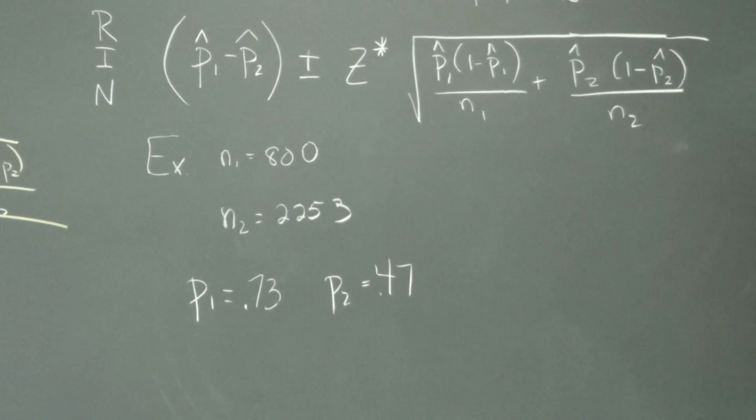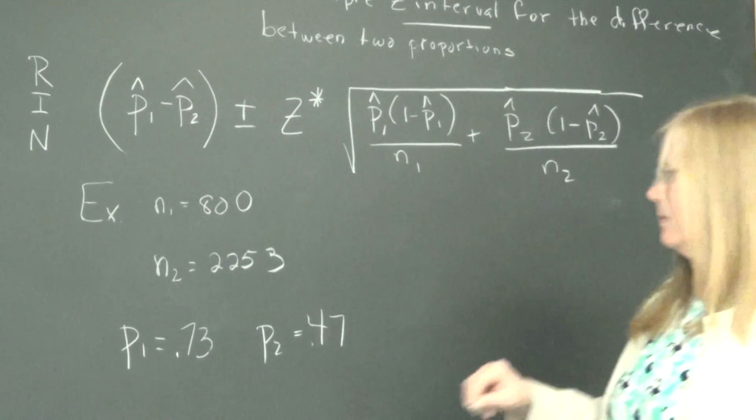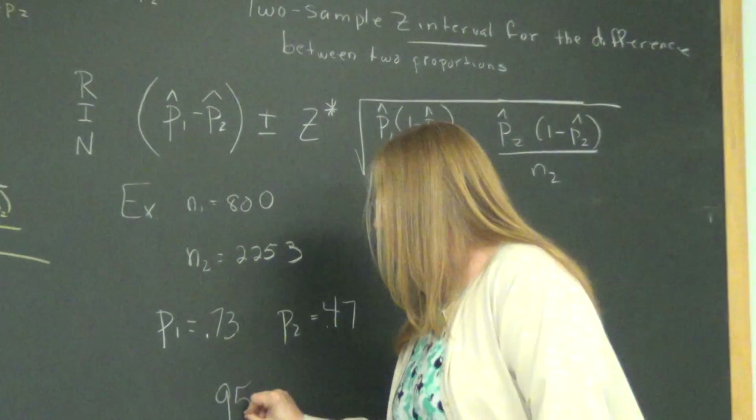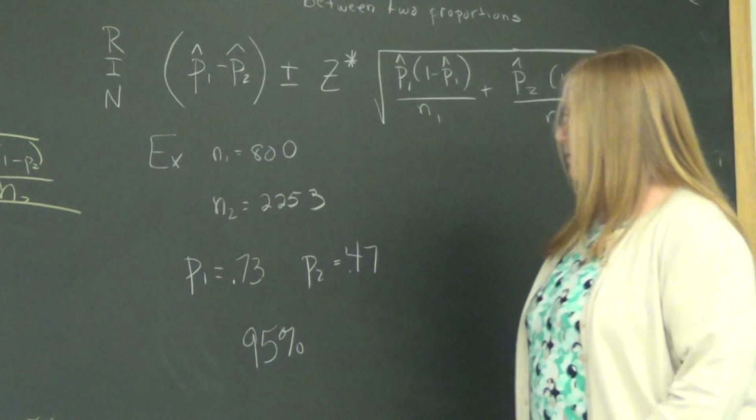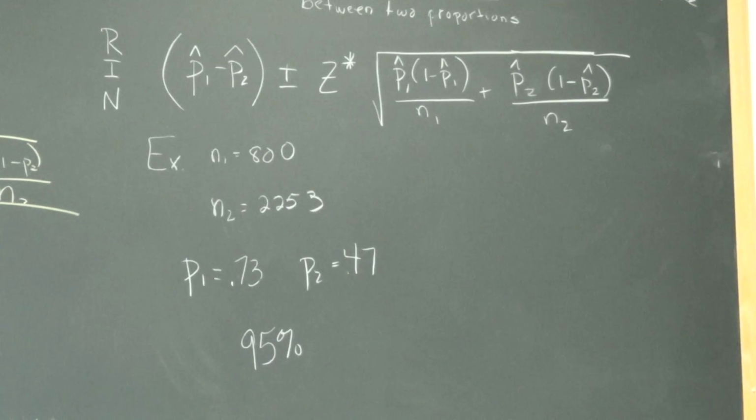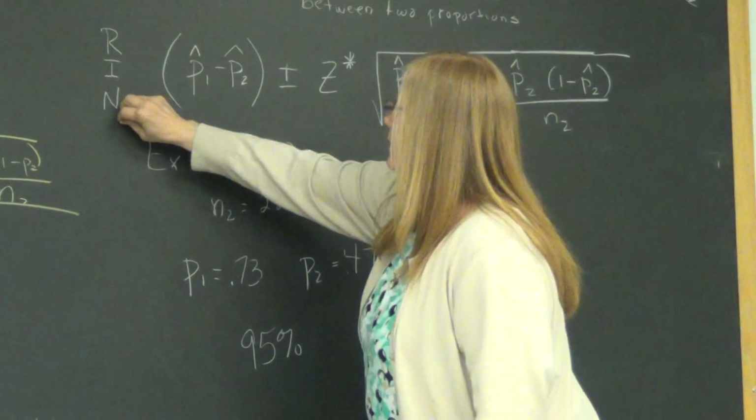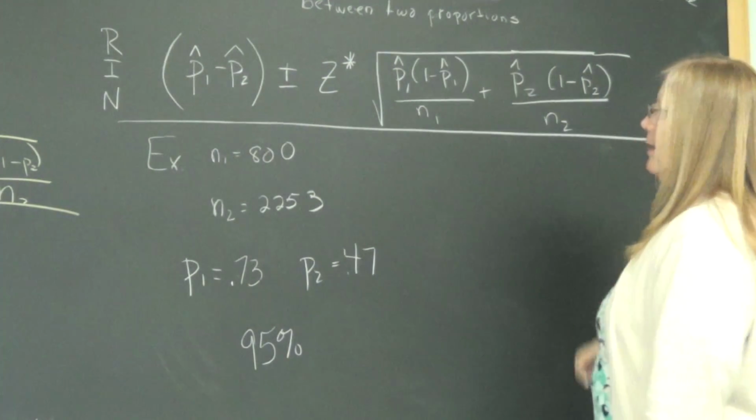Okay. Use the results to construct and interpret a 95% confidence interval for the difference between the proportion of all U.S. teens and adults who use social networking sites. Alright, so basically we're going to take this information and feed it into this formula. So, Bailey, start us off.